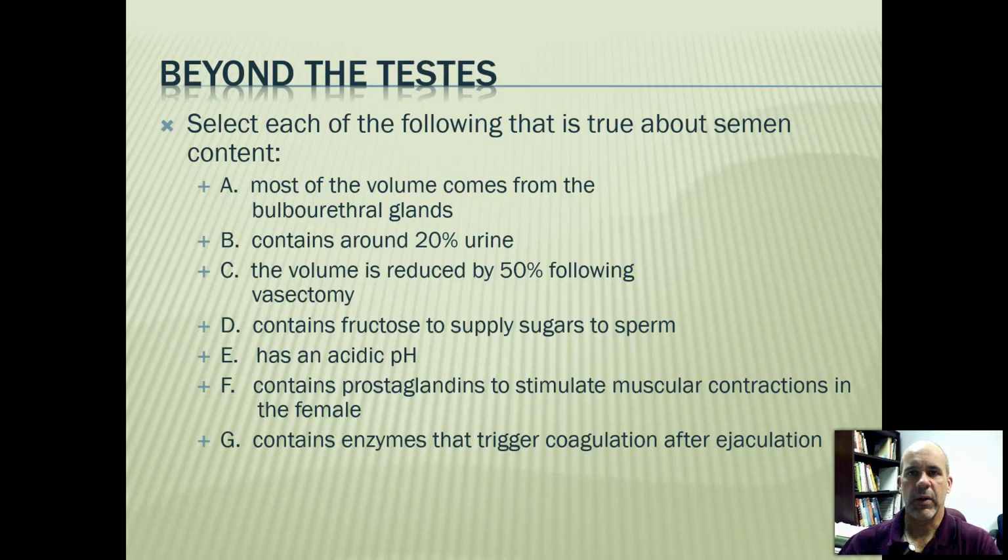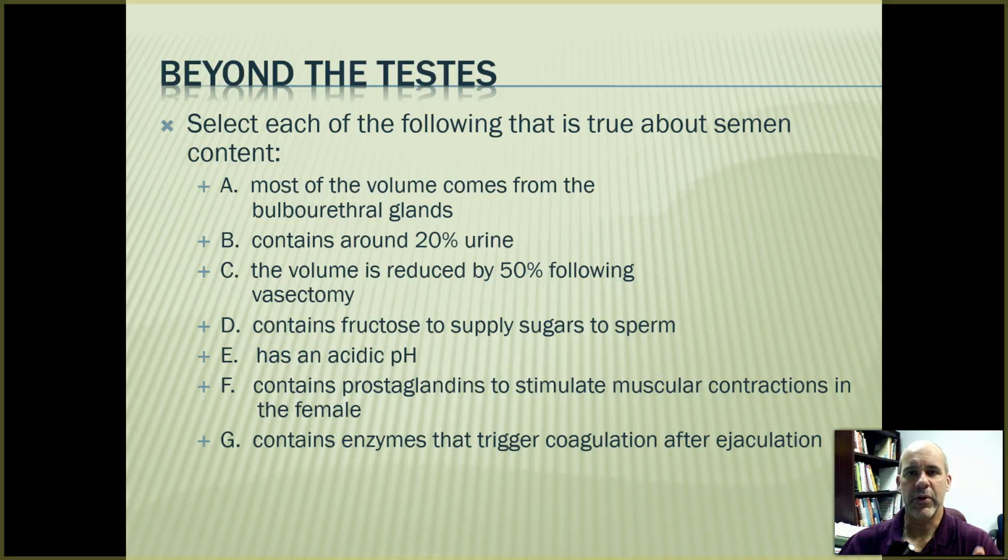All right, select each of the following that is true about semen content. Most of the volume comes from the bulbourethral glands. Hopefully you're thinking false on that. The bulbourethral glands secrete a fluid in advance of ejaculation, so it coats the inside lining of the urethra and makes it a more hospitable environment for the sperm cells as they travel through there during ejaculation, and also functions as a lubricant.